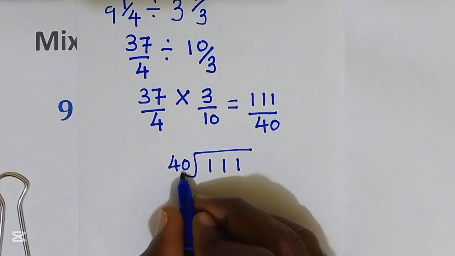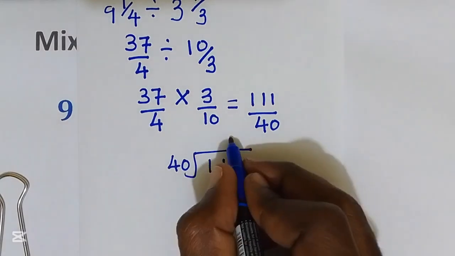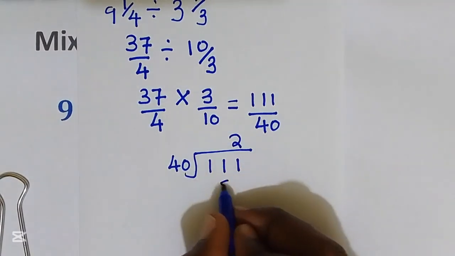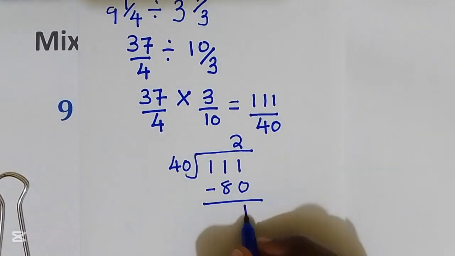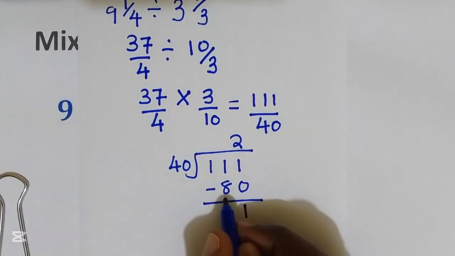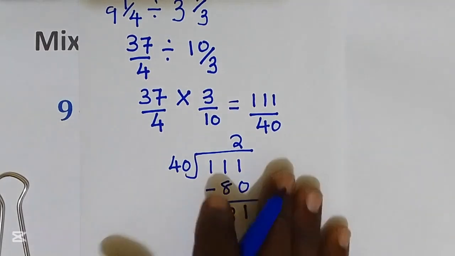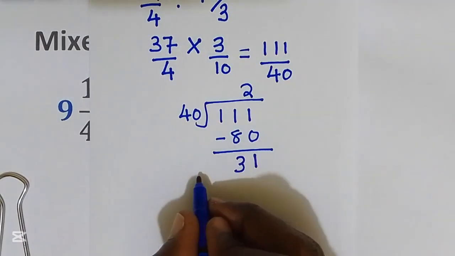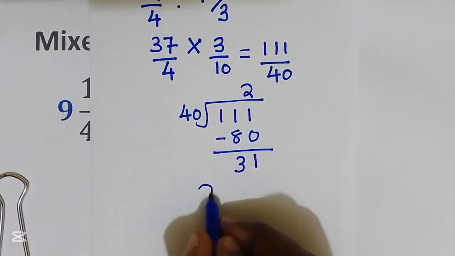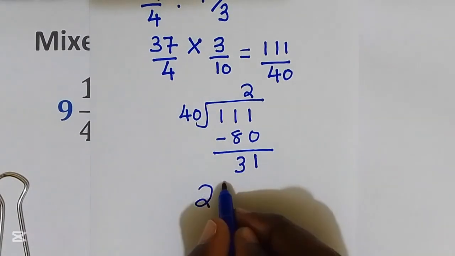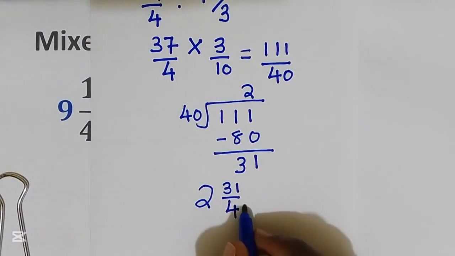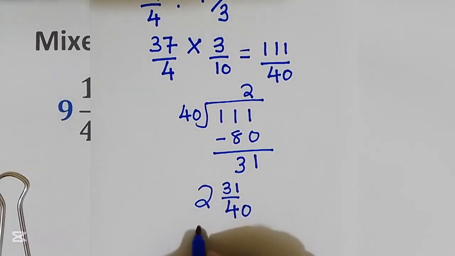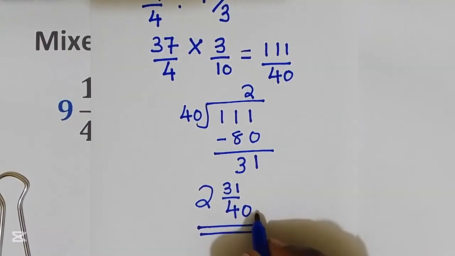111 divided by 40, it will go by 2 to give us 80. We'll take away, here we get 1, 11 take away 8, remain 3. So our answer is going to be 2 whole number, remain 31 over 40. And this is our answer.